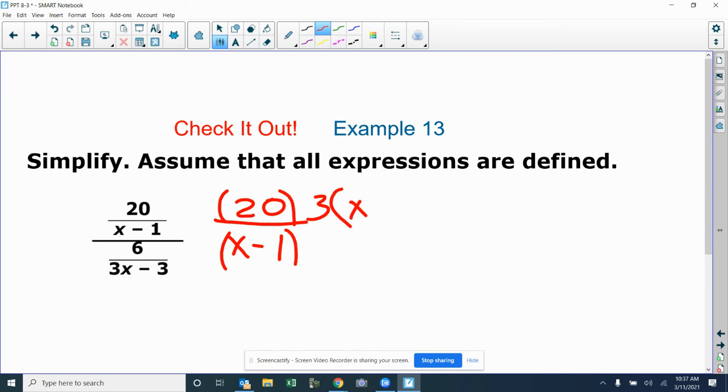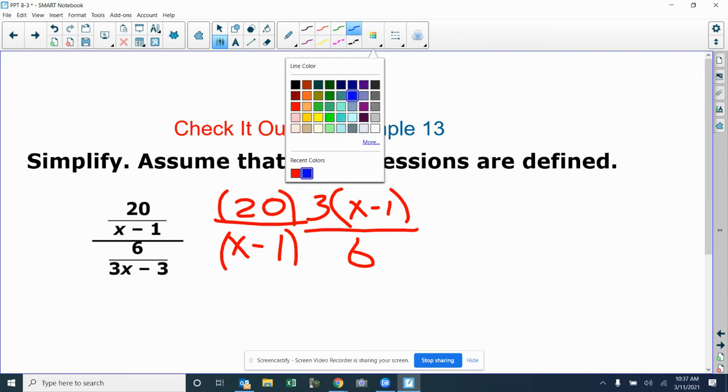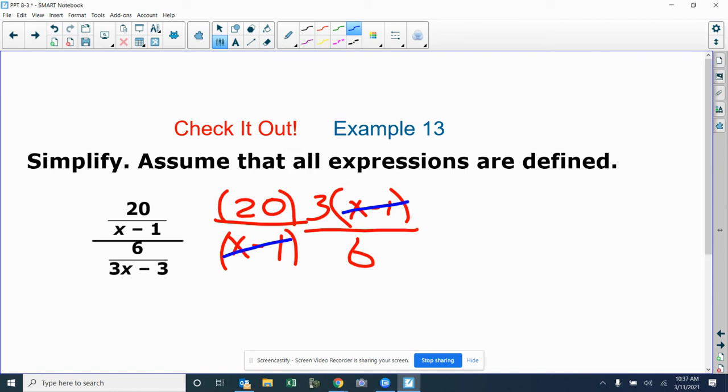I'm gonna take that 3 out, bring that 3 out front. Always looking for a GCF. Why'd I bring that 3 out? Because now I'm ready to do some canceling here if I can. Assume that all expressions are defined, don't need to worry about that. So these binomials can go. I'm down to what? There are no variables in it anymore. I'm down to numbers.